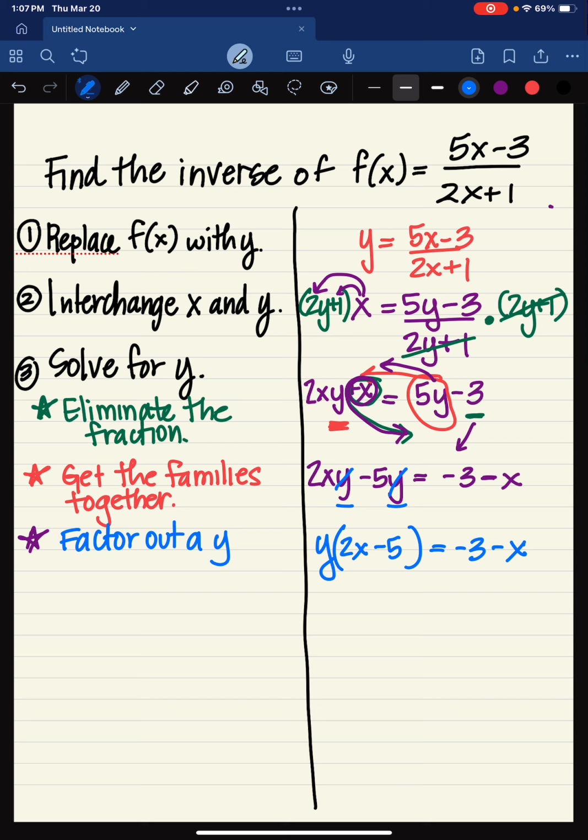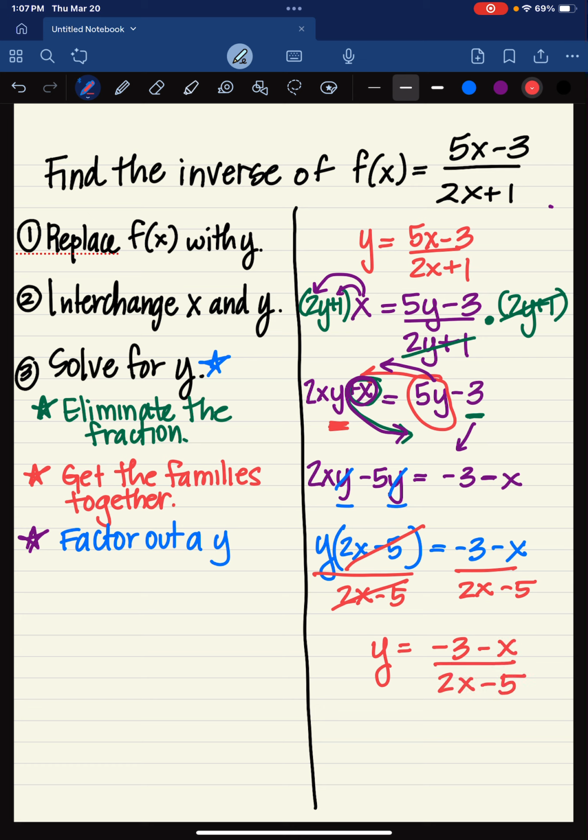So let's remember the whole point of this step was to solve for y. What we're trying to do here is get y by itself, and we're almost done. See how this y right here is multiplied by 2x minus 5? To get rid of that, you can divide by 2x minus 5. So a 2x minus 5 in the top and a 2x minus 5 in the bottom cancel out and leave you with a y. And that's what your answer would look like.